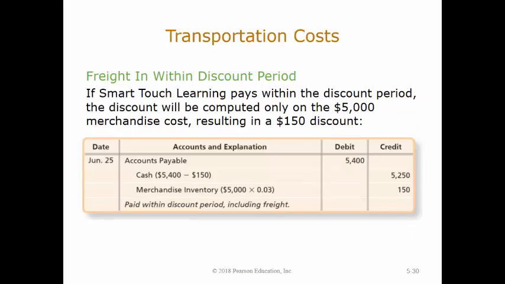If Smart Touch Learning pays within the discount period, the discount will be computed only on the $5,000 merchandise cost, not on the total invoice of $5,400. The $400 freight is not eligible for the discount, so the 3% discount would be $150, $5,000 times 3%.